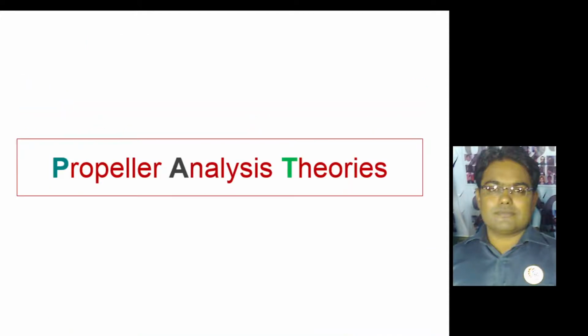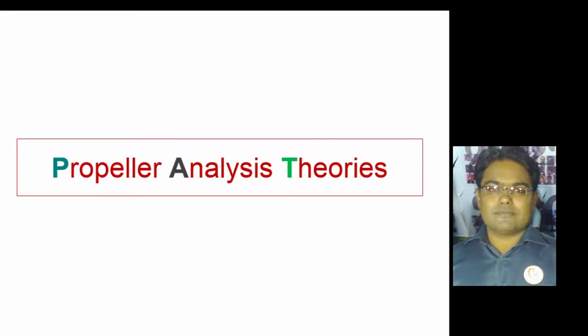So how do we analyze the propeller? For analyzing how much thrust it is going to generate, how do we estimate that mathematically? Some theories were developed independently. First is called actuator disk theory, or we can say momentum theory, and second is called blade element theory, where blade geometries are also considered while assessing the performance parameters.